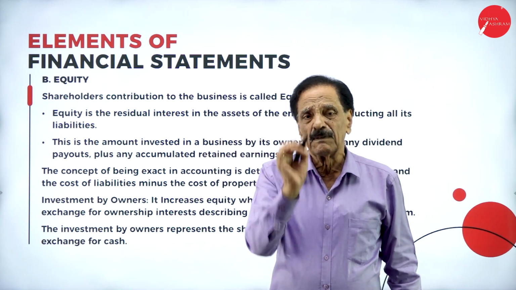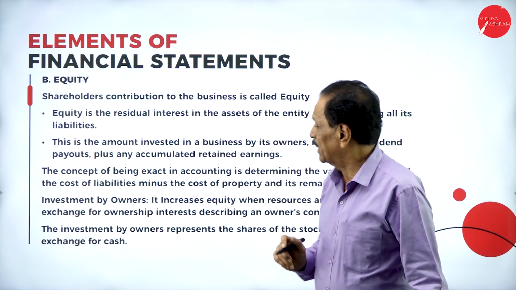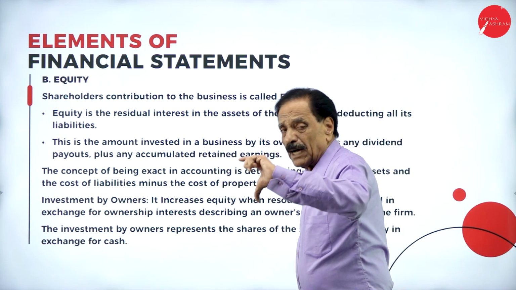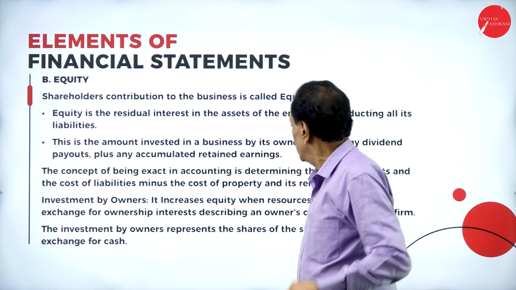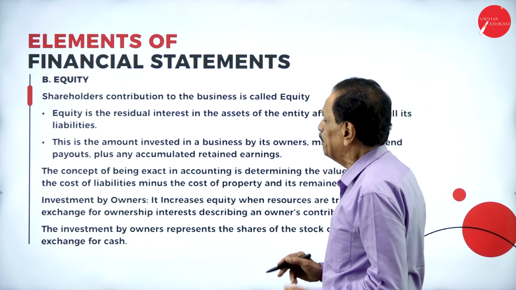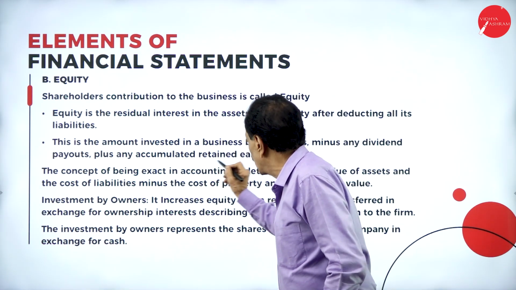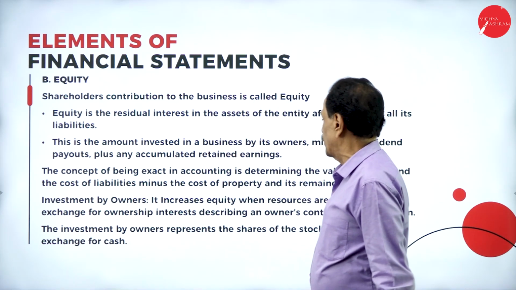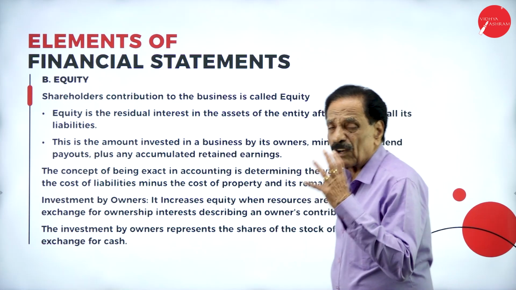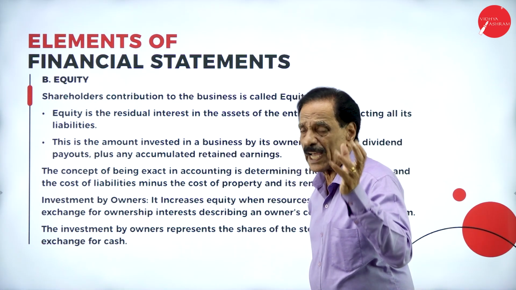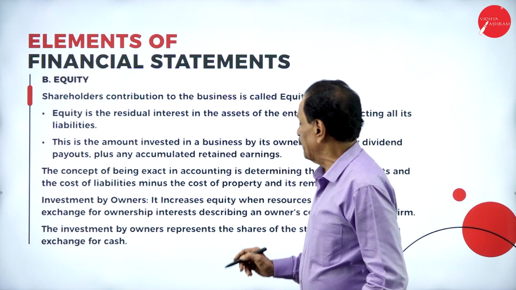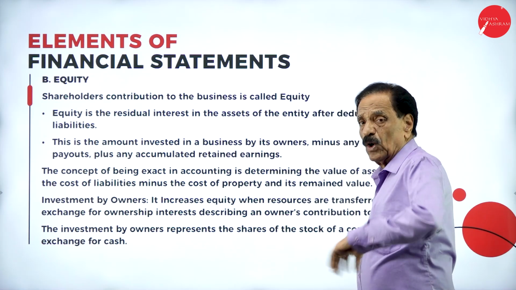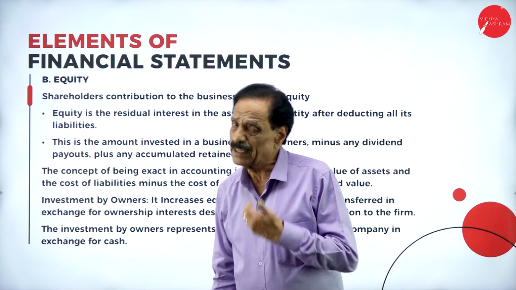The point here is that the real shareholders are equity shareholders. This is the amount invested in the business by its owner. Whatever amount is contributed by the members is called equity, after deducting any dividend payout to preference shareholders, plus any accumulated retained earnings that should be added. The concept of being exact in accounting is determining the value of assets. We are finding out the value. When you say equity, it's capital, and the cost of liabilities will be deducted, along with the cost of property and its remaining value. Whatever liability you are going to pay should be deducted.